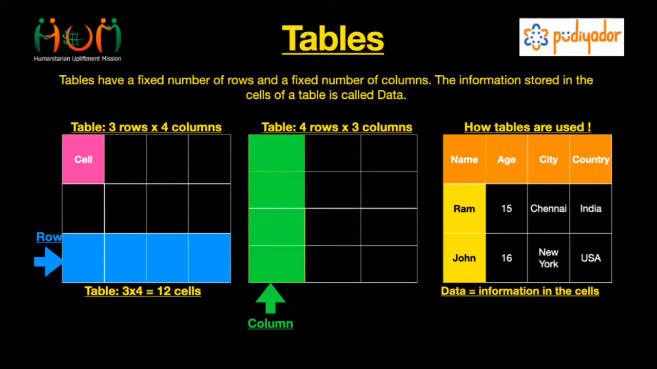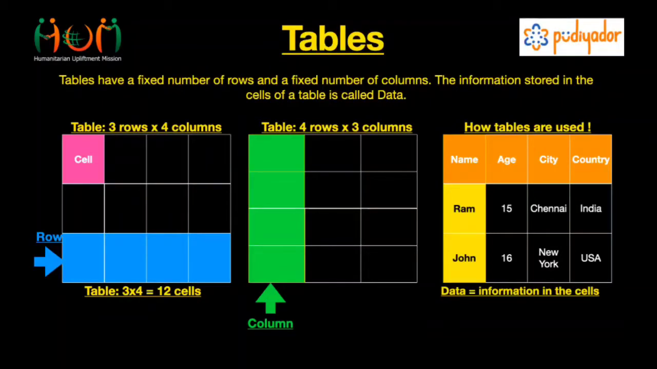So almost always when you use tables in spreadsheets, you will have a titled row, a row of titles for each column at the top. It is called the header row. Header because it is at the head of the table.